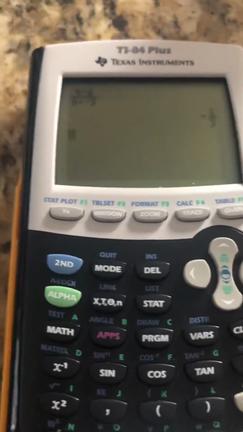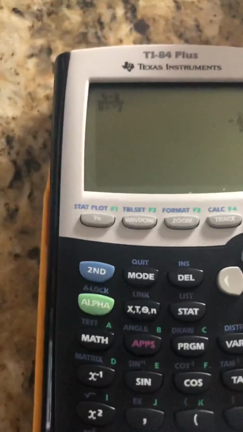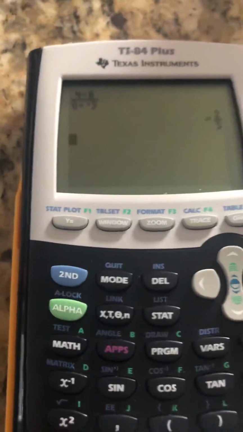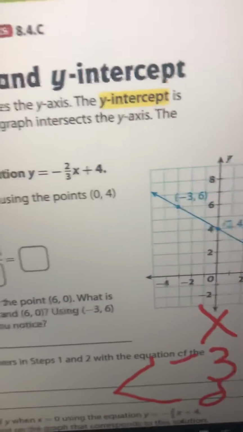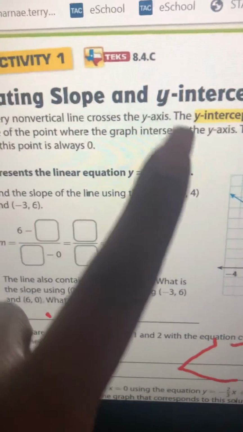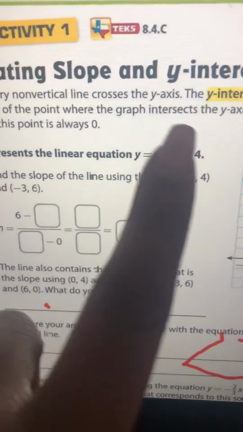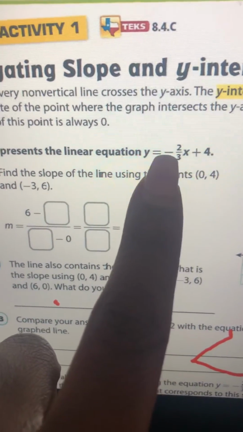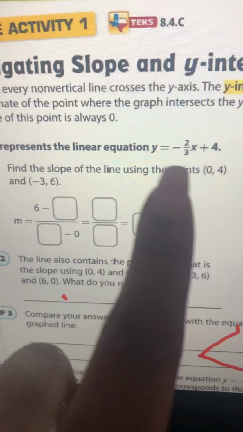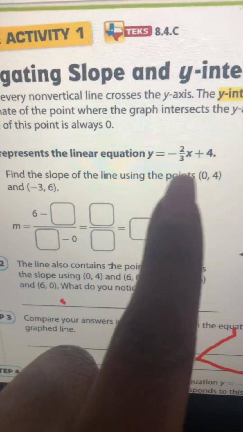Okay, that's it. So if you're just trying to find the slope of a line, you're done. You're done here. Boop, there's the slope. Okay, and you can see there's the answer. Your slope is always going to be attached to your variable. Okay, so see how that -2/3 is attached to the x?